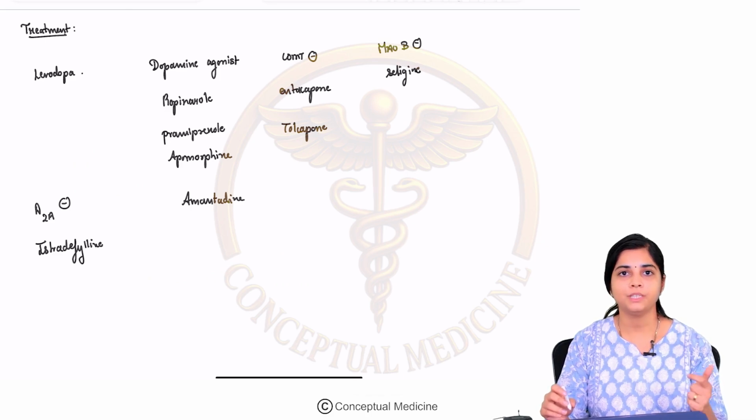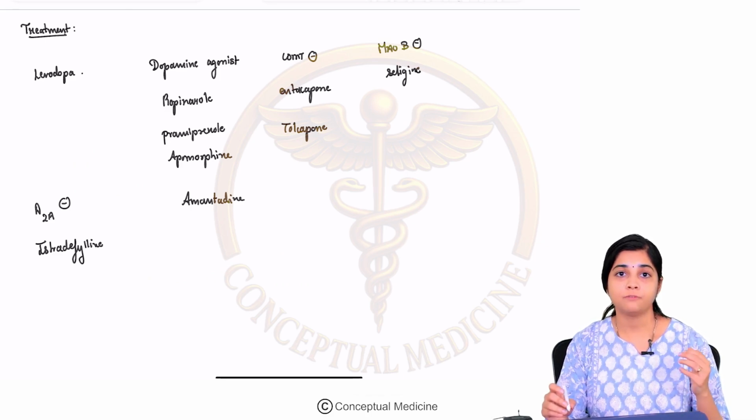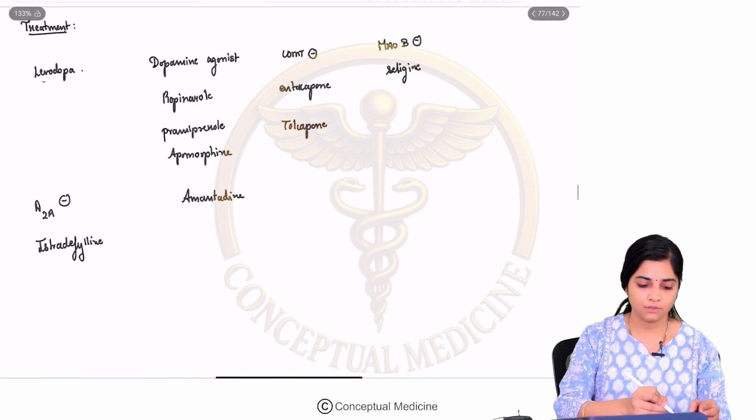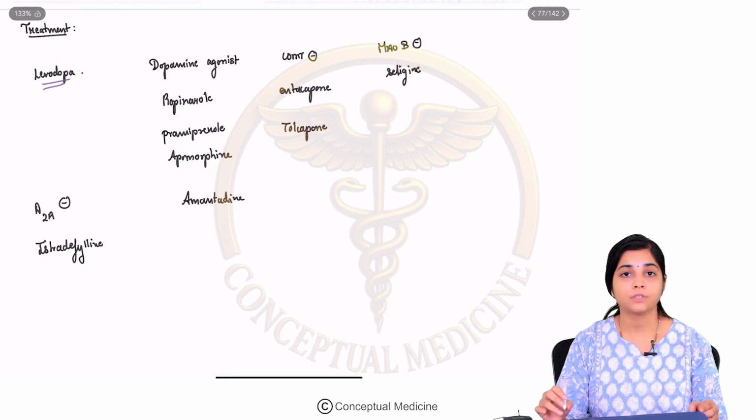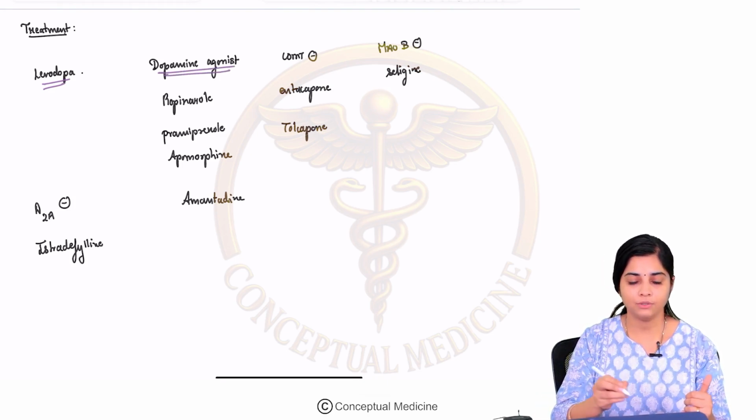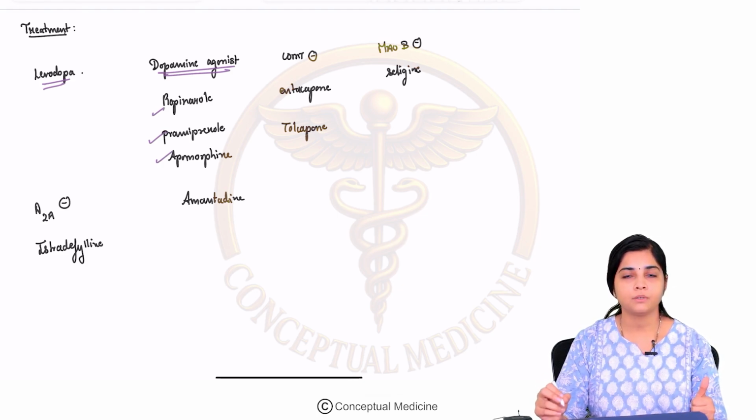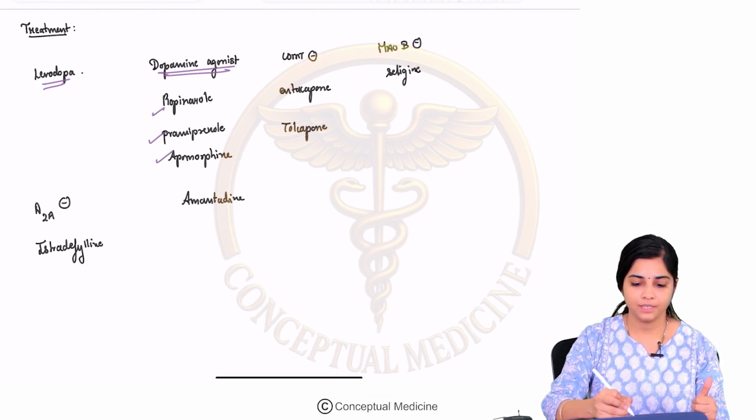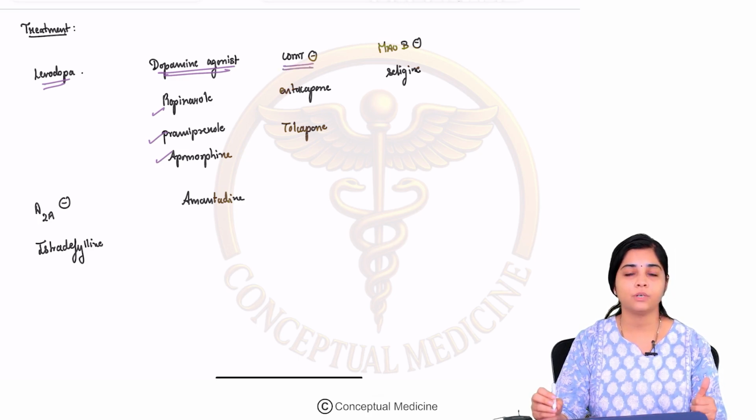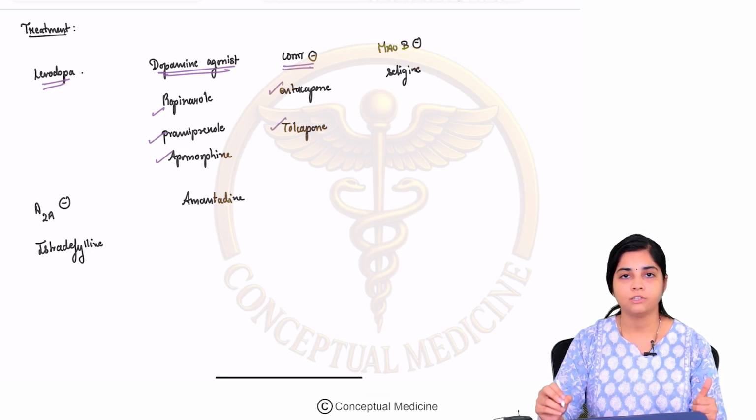Now let us move on to the treatment of Parkinson's disease. The first discovered and the most useful drug in the management of Parkinson's disease is levodopa. Apart from this, we have other groups of drugs including dopamine agonists. What are the examples of dopamine agonists? They include ropinirole, pramipexole, apomorphine. The next group of drugs is your COMT inhibitors. COMT inhibitors include entacapone and tolcapone.